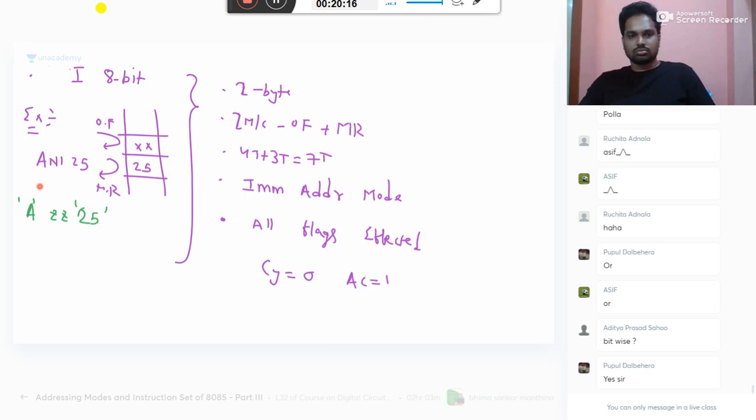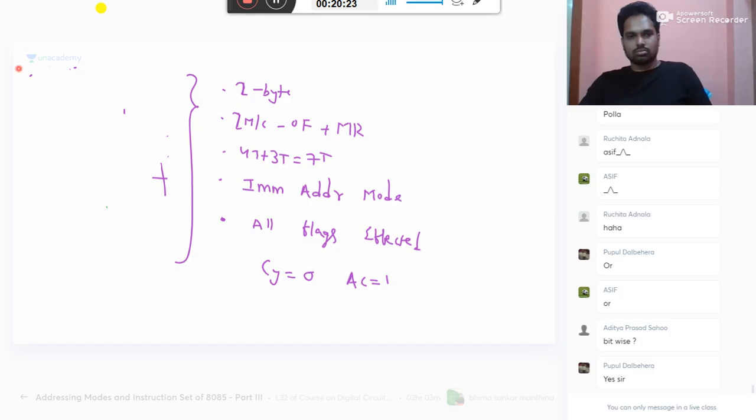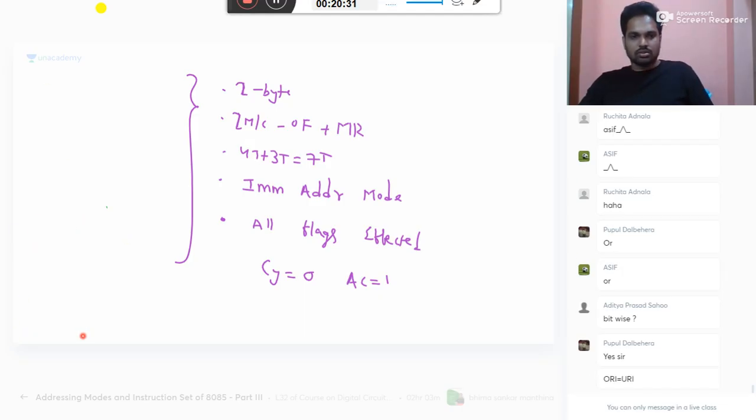Similarly, another instruction is XRI. XRI is the XOR operation. A equal to A XOR the 8-bit immediate data. It is the same as the previous case, but here both carry flags will be 0. This is OR, XOR. Next. So it saved our time like anything, I hope.